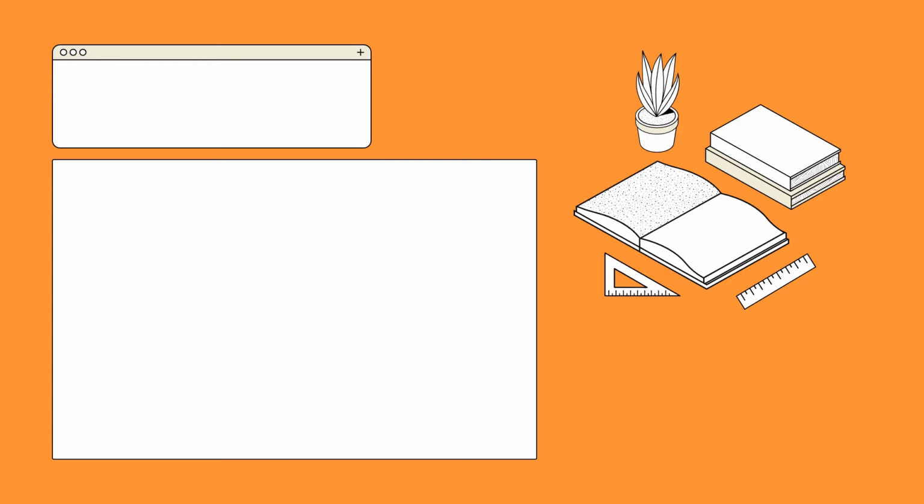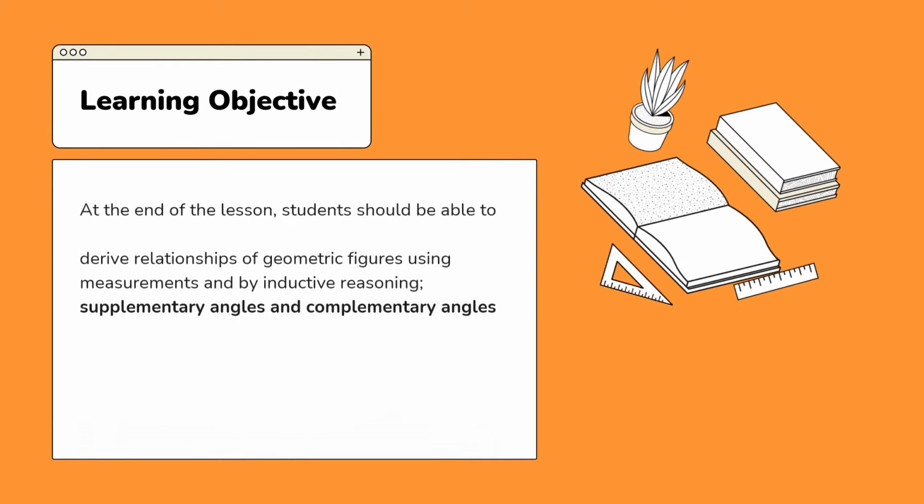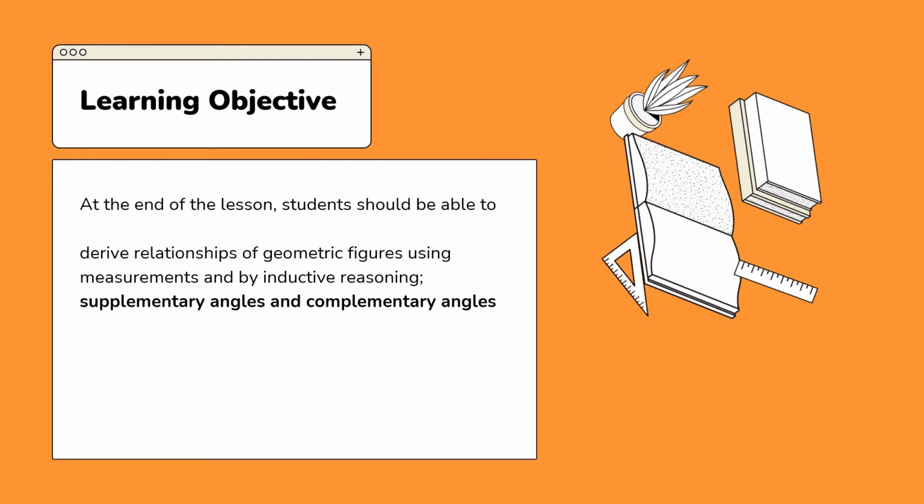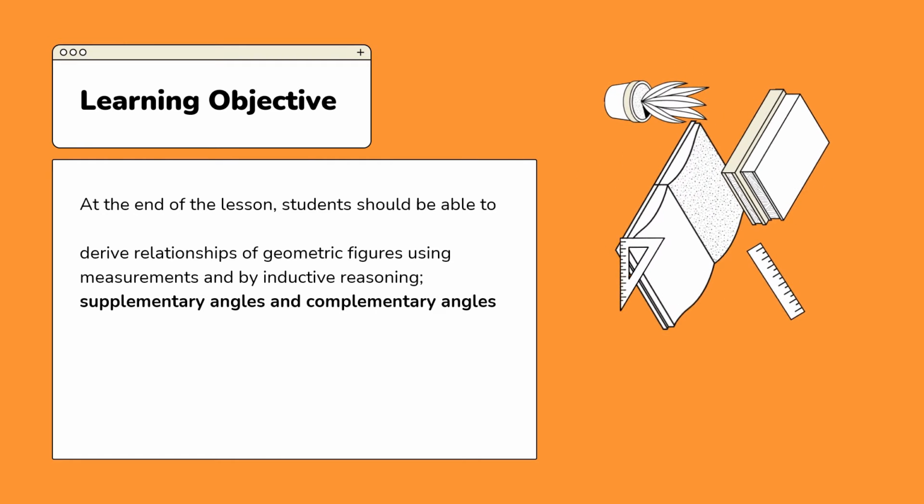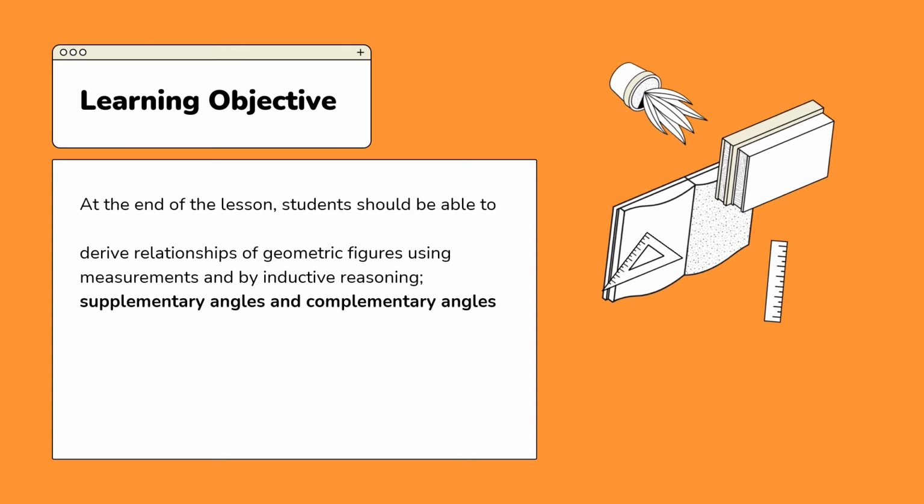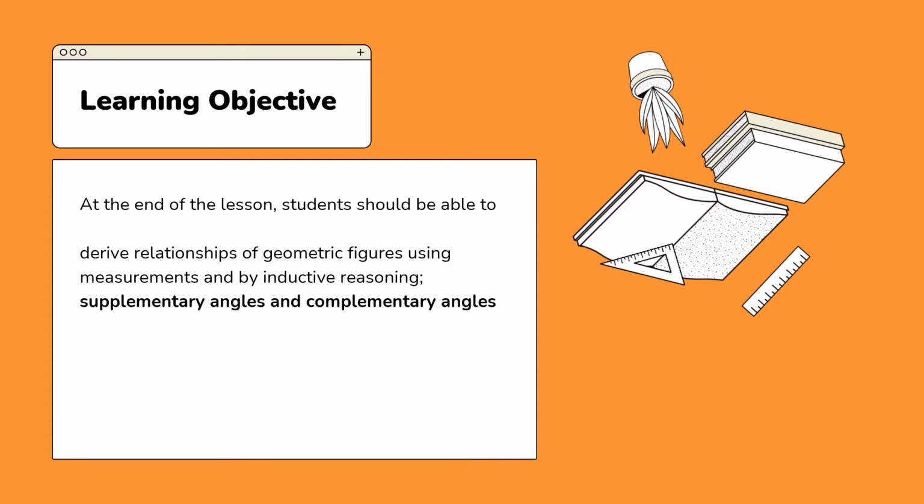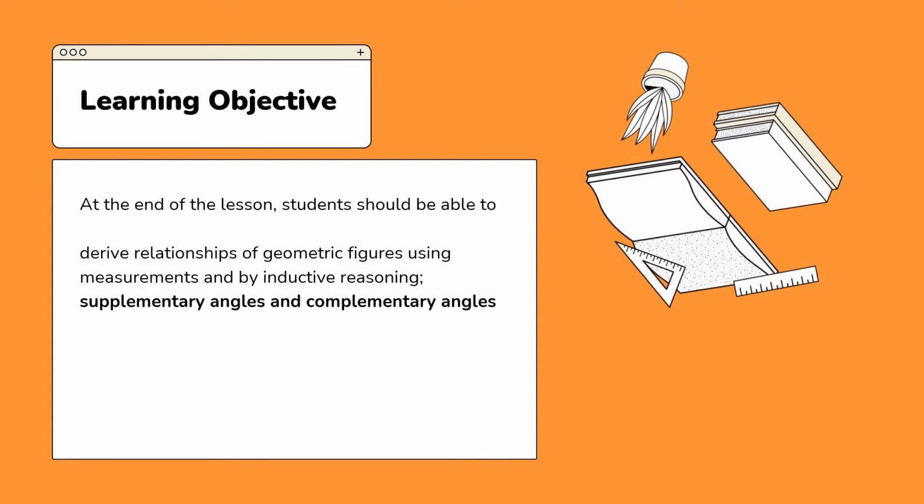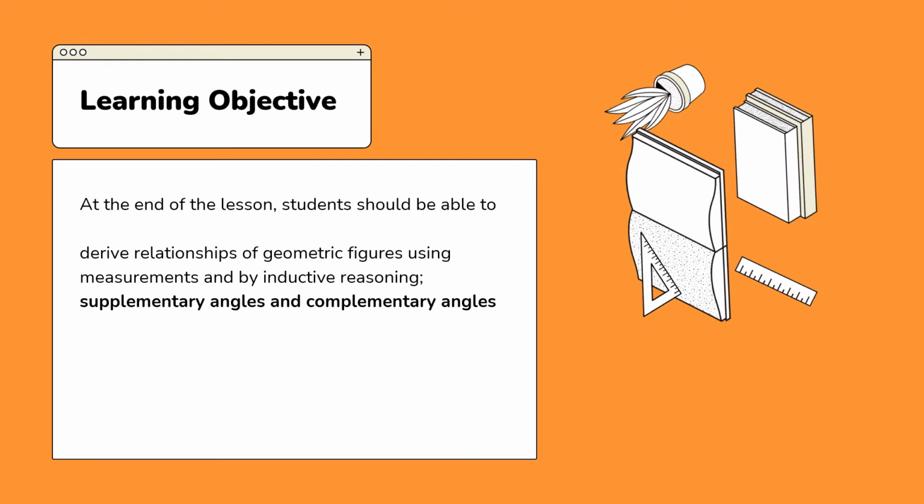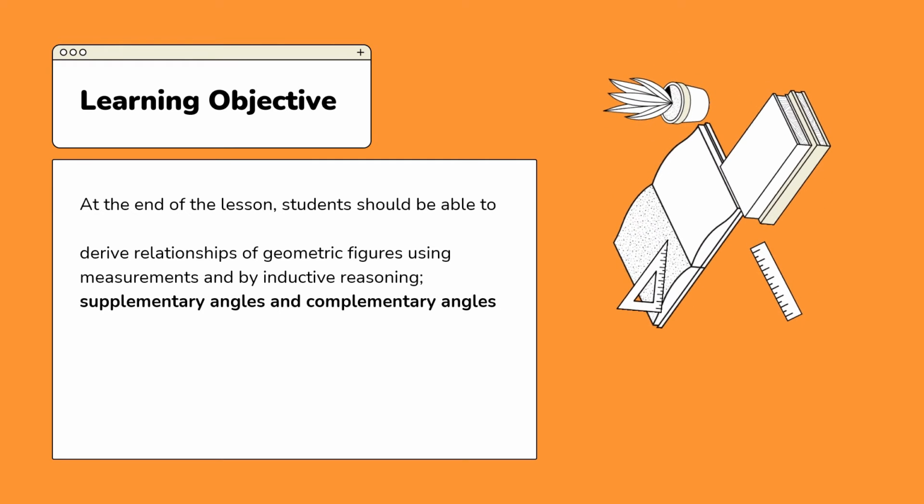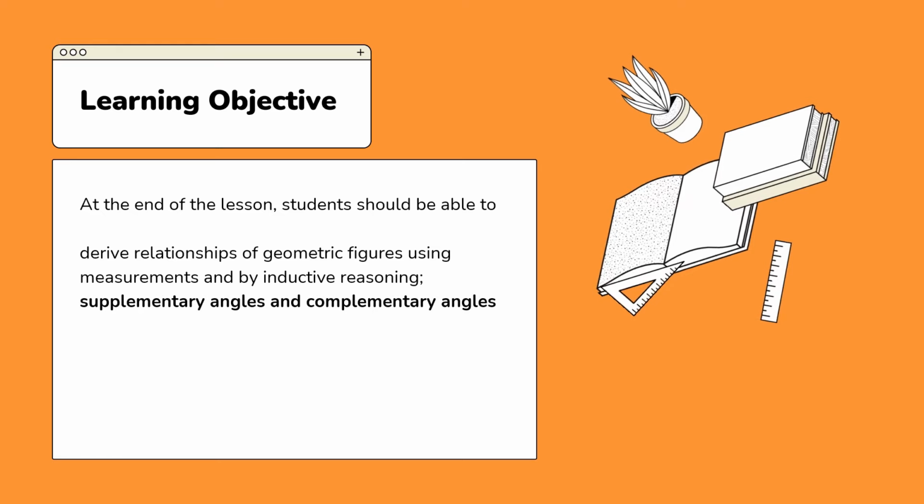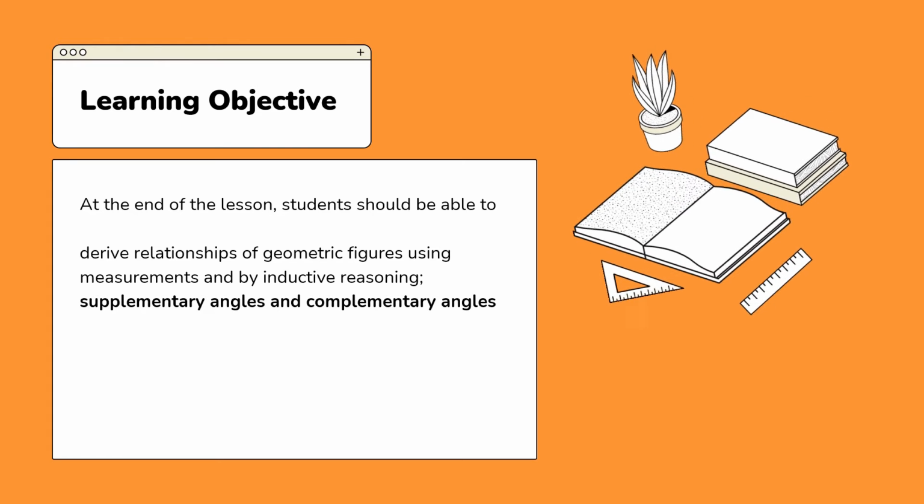Before we proceed to our activity, let me post first your learning objective. At the end of this lesson, you are expected to derive relationships of geometric figures using measurements and by inductive reasoning. Those are the supplementary angles and the complementary angles. Okay?